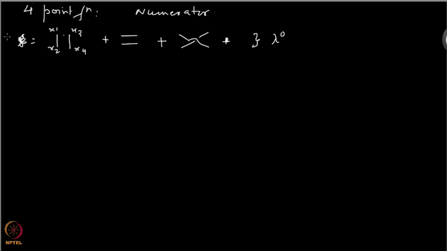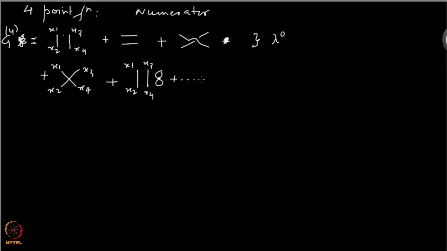And instead, let's write G4. Okay, so I'm writing the expansion of this. So at order lambda to the 0, you have these terms. Okay, and then at order lambda, you have terms like, for example, this term is there. You also have terms like this, which does not contribute any factor of lambda, but this one contributes. So here, for example, this is what is meant. Okay, and there are other diagrams.